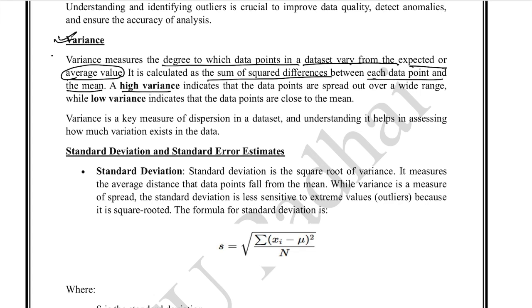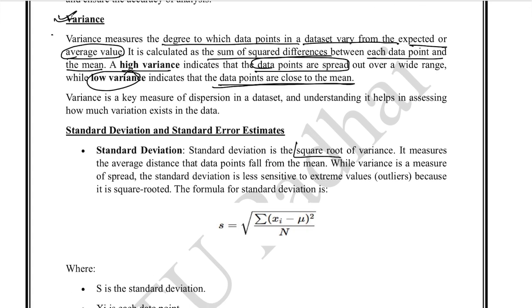A high variance indicates data points are spread out, whereas a low variance indicates data points are close to the mean. Okay, so next is standard deviation. Standard deviation is nothing but the square root of the variance. It mainly measures the average distance the data points fall from the mean.